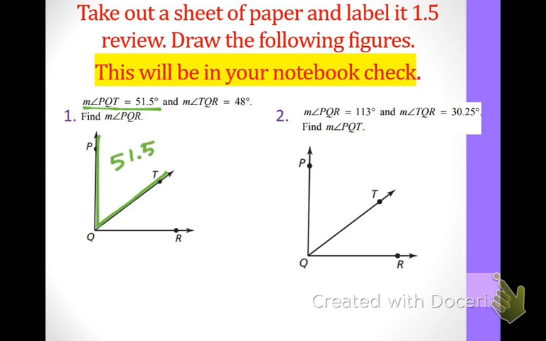So we have out a sheet of paper. Do you have a pass? Yes, ma'am. You just put it on your desk. We have a sheet of paper, and we're drawing these and answering them.